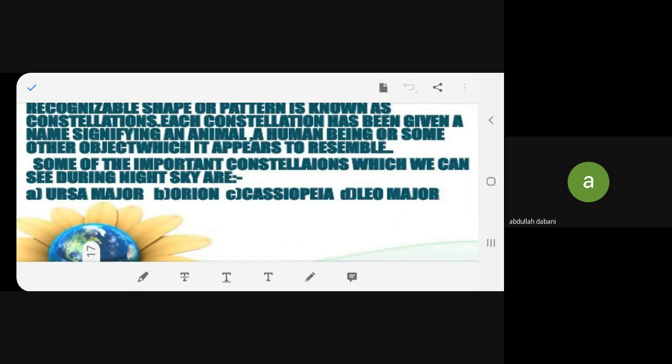Cassiopeia, Leo Major. So these are the names of constellations. What are those? Ursa Major, Orion, Cassiopeia, Leo Major. So what is a constellation?